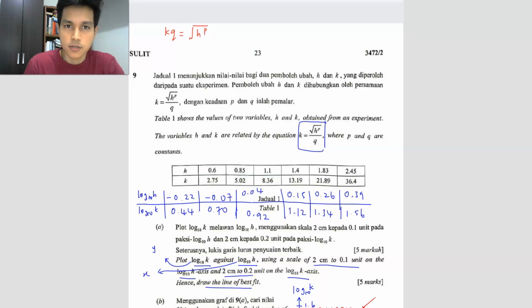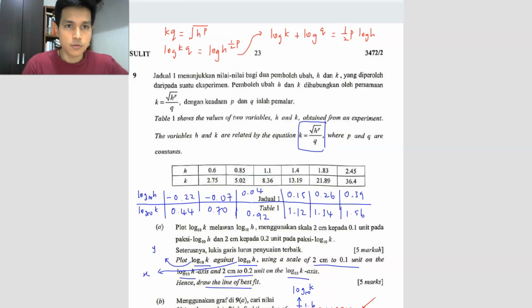So I'm going to add log both sides. So log KQ equals to log H power P, and then square root means 1 over 2. Okay, so 1 over 2p right there, 1 over 2p. Okay, because square root, right? So 1 over 2p. So this one you can break it apart. So when you break it apart, it becomes log K plus log Q equals to 1 over 2p log H.